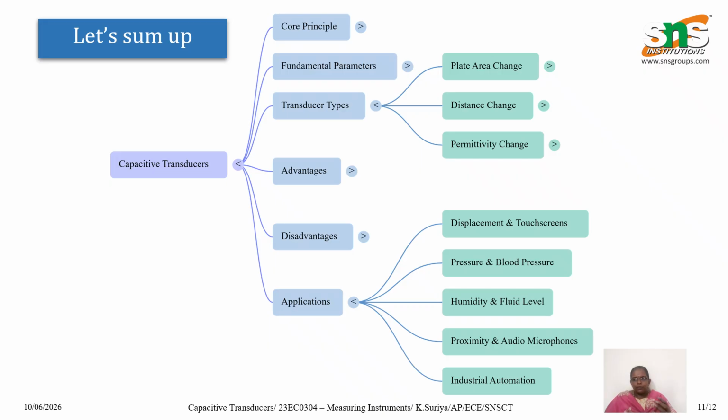So let us summarize what we have seen today. A capacitive transducer is a device that converts physical quantities into electrical signals through changes in the capacitance. The capacitance can be varied by changing the overlapping area of the plates, the distance between the plates, or the dielectric material between them. Capacitive transducers are highly sensitive, require low power, and provide excellent performance in many measurement applications. Despite certain limitations, the advantages make them one of the most widely used transducers in industrial, medical, and consumer electronics systems.